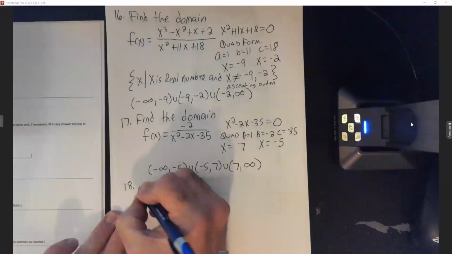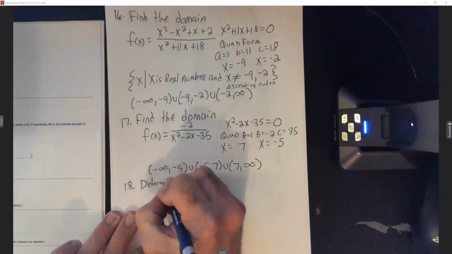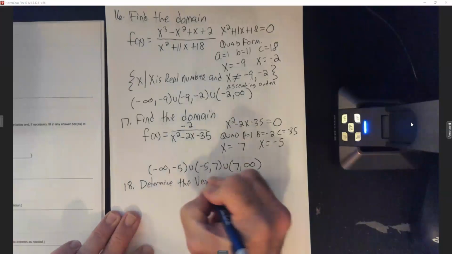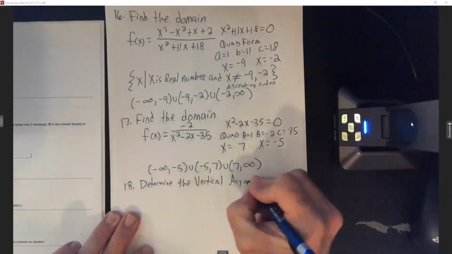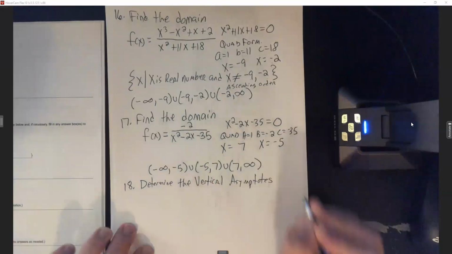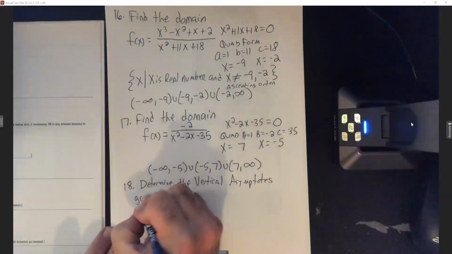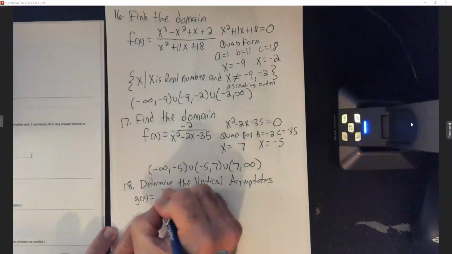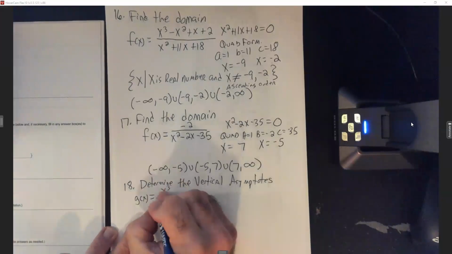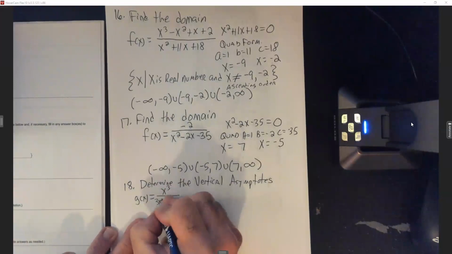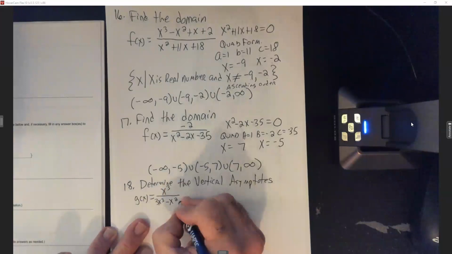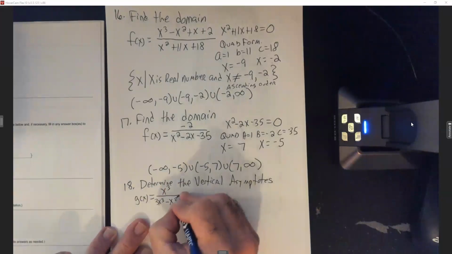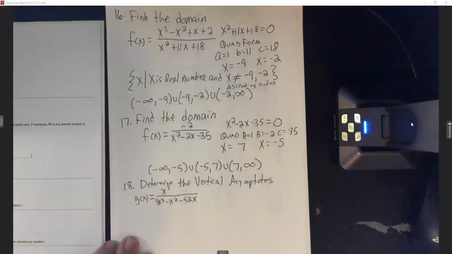18, determine the vertical asymptotes. All right, so they're giving me g of x equals x to the third over 3x to the third minus x squared minus 52x. So I'm going to take the bottom, set it equal to 0.